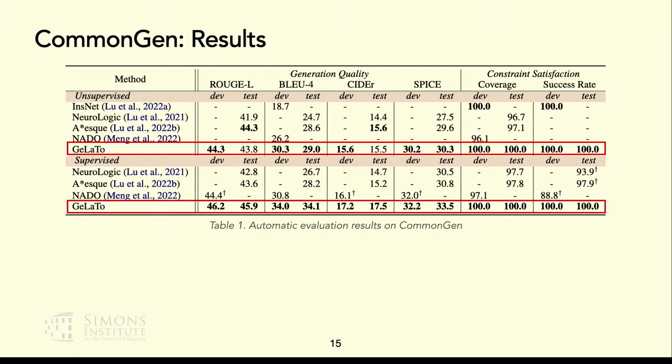But the other thing is that all of the previous methods cannot achieve 100% constraint satisfiability, but ours does in practice as well. Well, there is this one baseline that achieves 100% accuracy as well, but they did it by starting from the keywords, so they're always going to be there, and you can see their generation quality is really poor.